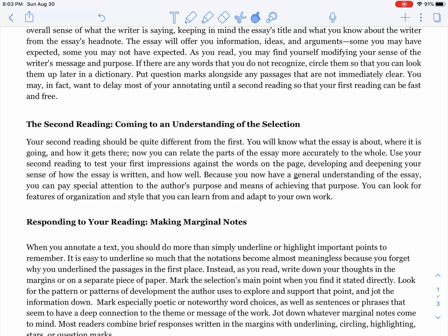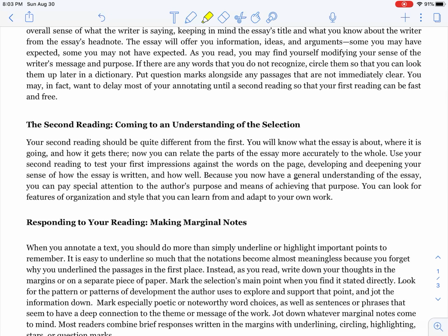So this last bit right here is the part when you start marking for rhetorical techniques. And then you start looking for what is the theme? What words help to develop the tone? You can look for the features of organization and style. So how is this piece organized? And how does that organizational structure enhance the message of the piece?